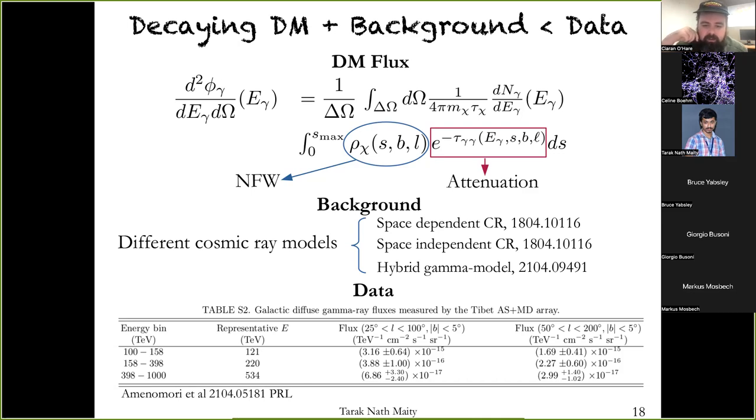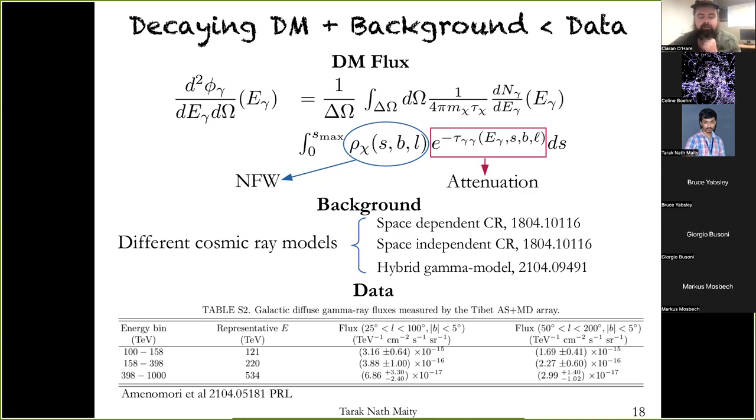Can you repeat the last part of your question? I mean, why are you getting a better limit? Well, because you'd have a lower background. The D factor or the decay factor would be kind of the same if you looked out of the disk, but you'd have a much lower galactic background, I would have thought. Do you know why you chose those fields of view? Were they given to you by Tibet?